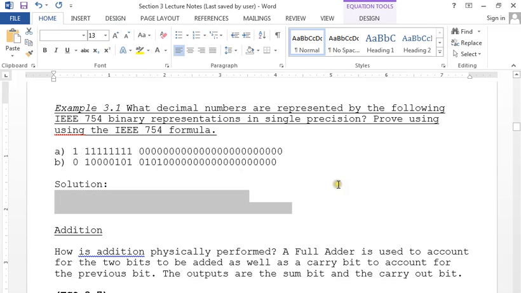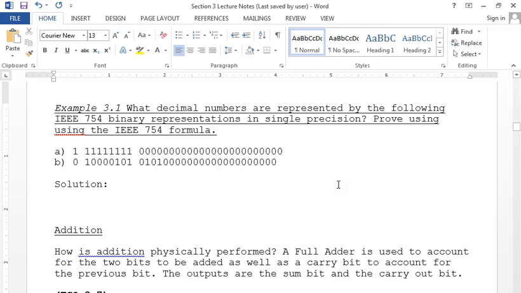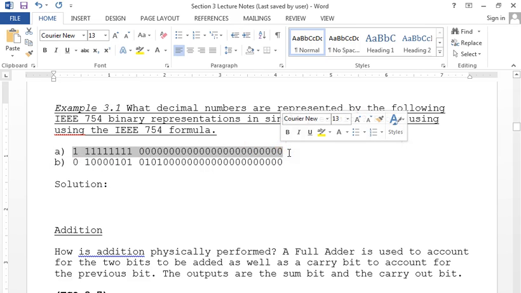So I have these two questions here, part A and part B. I just wanted you to show me you understand. So what does the IEEE 754 standard actually do? Why are we using it?